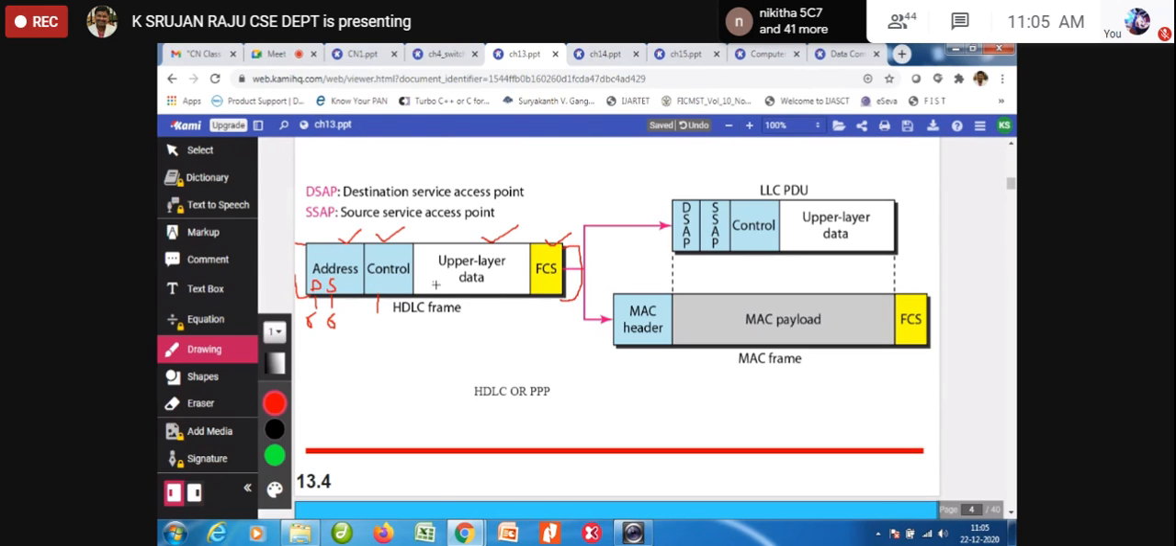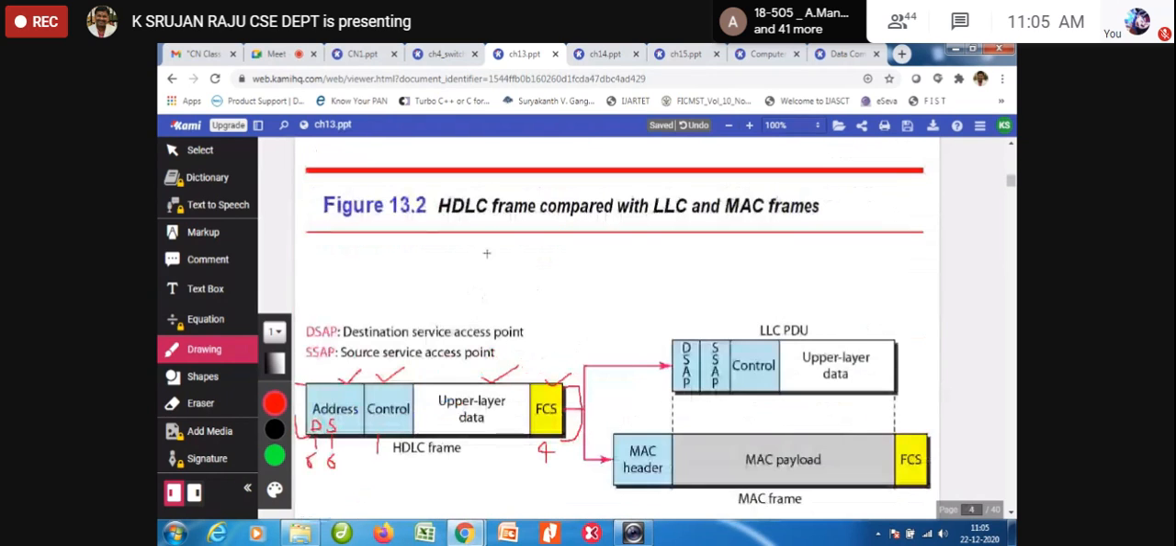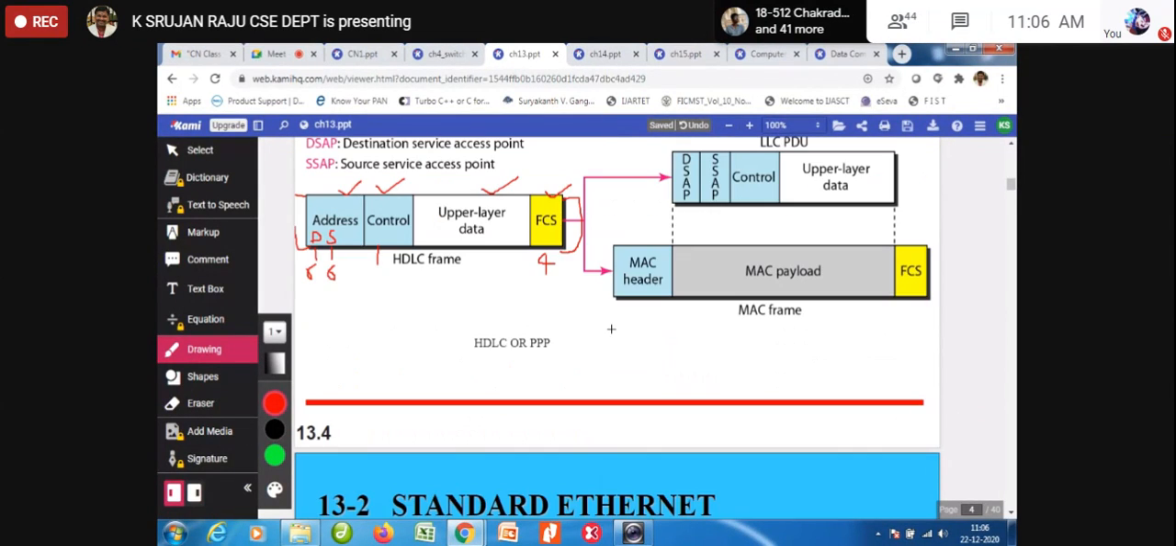For the data, there is a minimum and a maximum size; here we have taken the minimum as 16 and maximum as, anyhow, we will have a look at that. Then we have the FCS, which is 4 bytes, a 32-bit CRC. Based upon that, we discussed how it is going to be implemented.